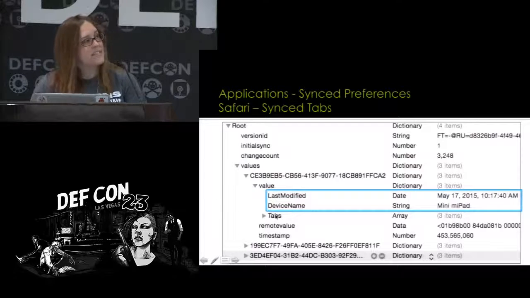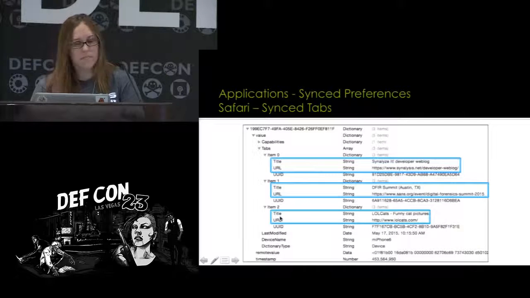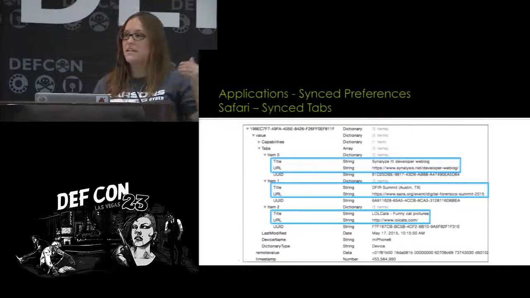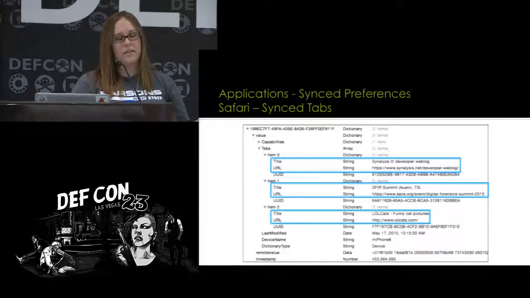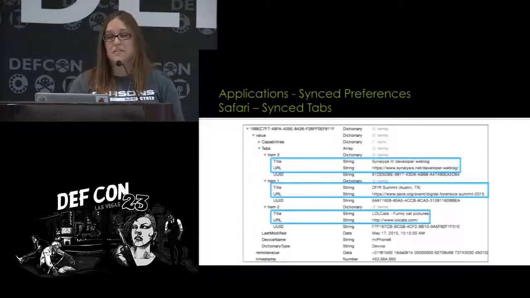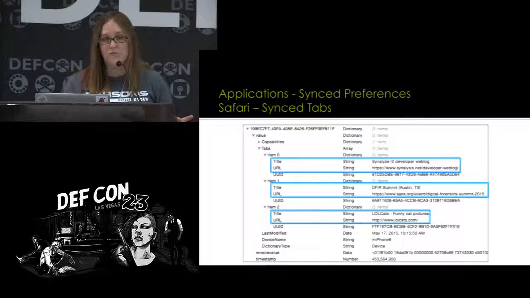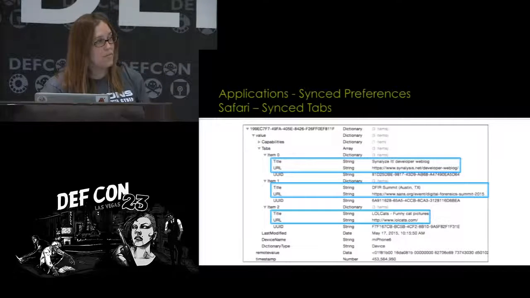So now we're going to get into this tabs key down here. Under the tabs key is data for each tab open. It's relatively simple data. It's basically just whatever the title of the web page was, as well as the URL that it was for.